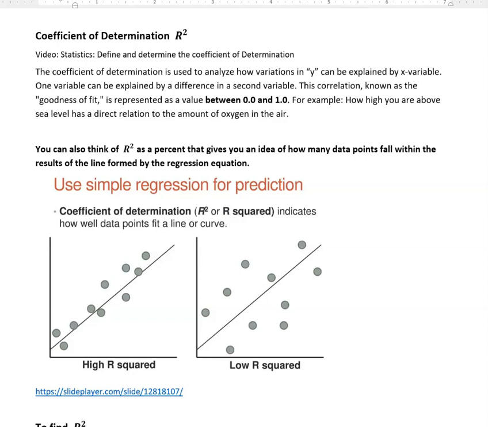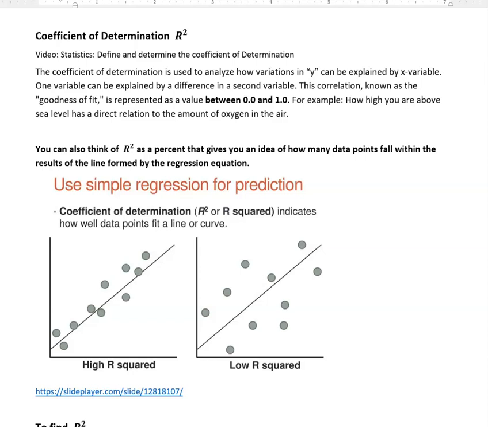the x variable. One variable can be explained by a second variable, basically, and we usually do talk about x and y because we talk about x as our independent variable and y as our dependent variable, meaning that independent variable changes and it causes changes in our dependent variable. This correlation is known as the goodness of fit, and it's represented in a value between 0 and 1. If you think about that as a percentage, it's between 0 and 100%.